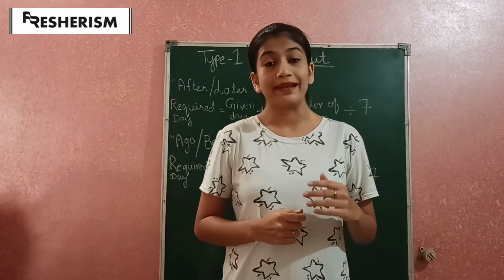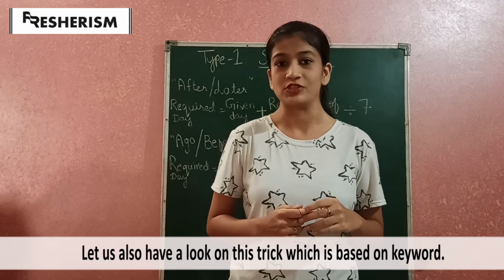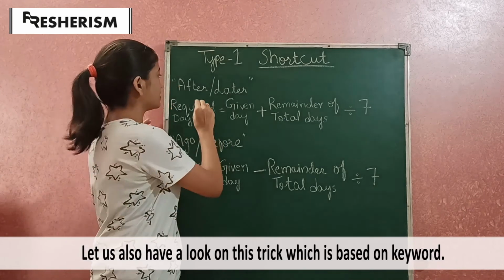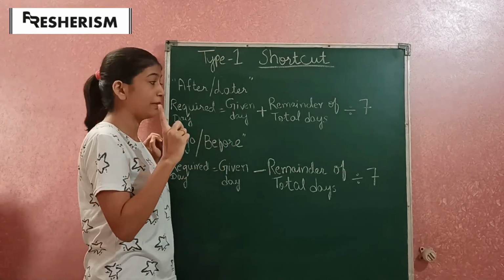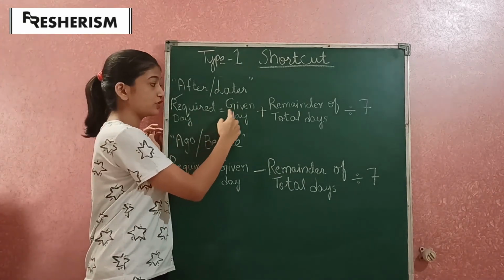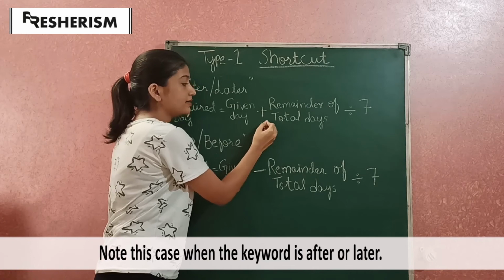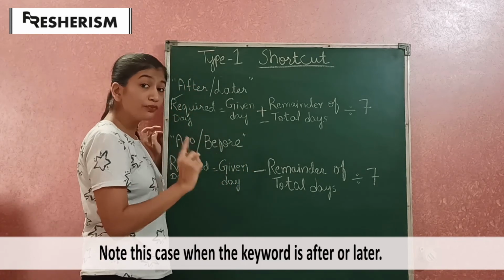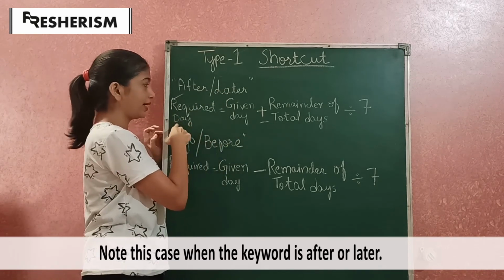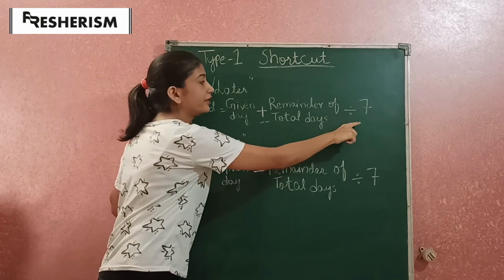For type 1 of the calendar question, based on the total days and the particular day, there is one shortcut to solve such questions. If in any question there is a keyword like after or later, just keep in mind this equation: required day is equal to given day plus remainder of total days divided by 7. Just mind this plus sign. I am repeating, if the question says after or later, then the required day is equal to given day plus remainder of total days divided by 7.